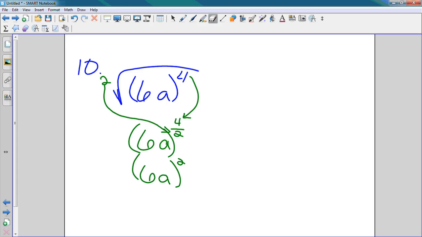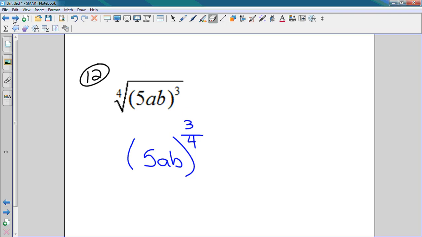Okay? Let's do some more. Rewrite number 12 with a rational exponent. Which number goes on top and which number goes on bottom? Which one goes up here? 4 goes on bottom, 3 goes on top. Very good. 3, 4.